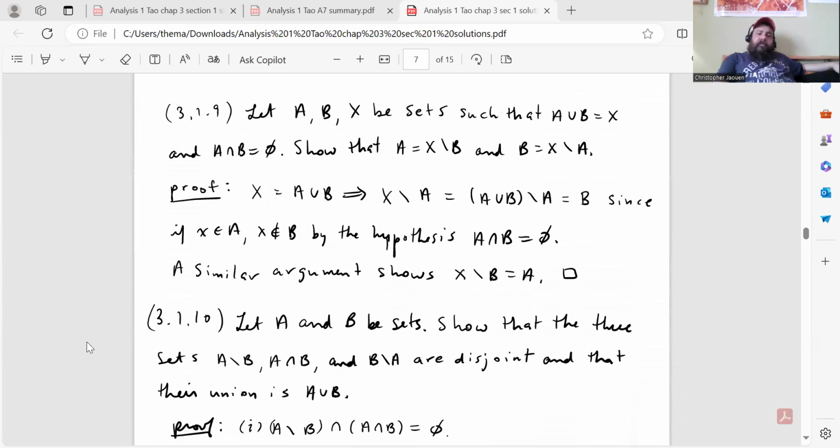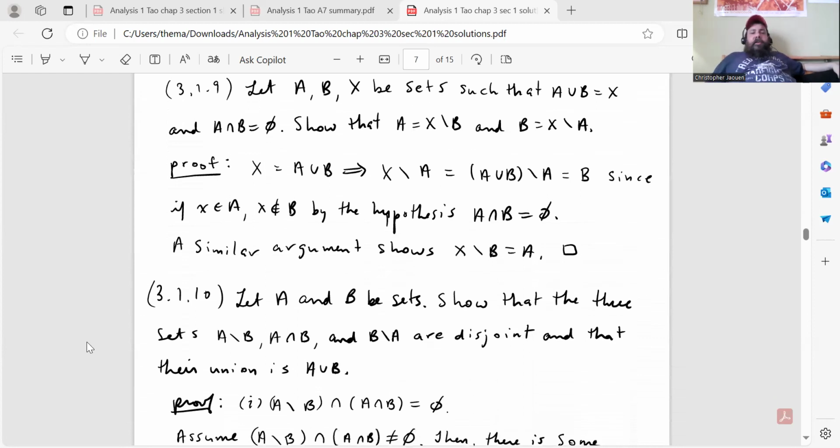So here's my proof. X equals A union B implies X minus A equals, just from equality, (A union B) minus A, which is equal to B, since if x is an element of A, x is not an element of B. By the hypothesis, A intersect B is empty. And then a similar argument shows that X minus B equals A, but I skipped it because it's very similar to what I just did.